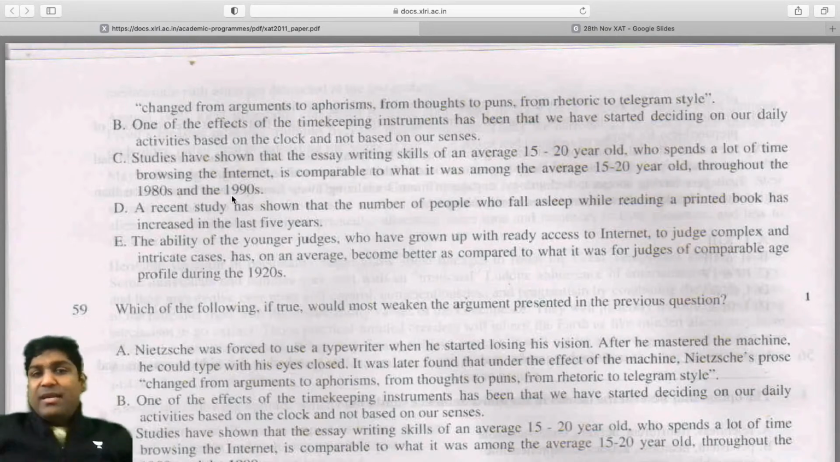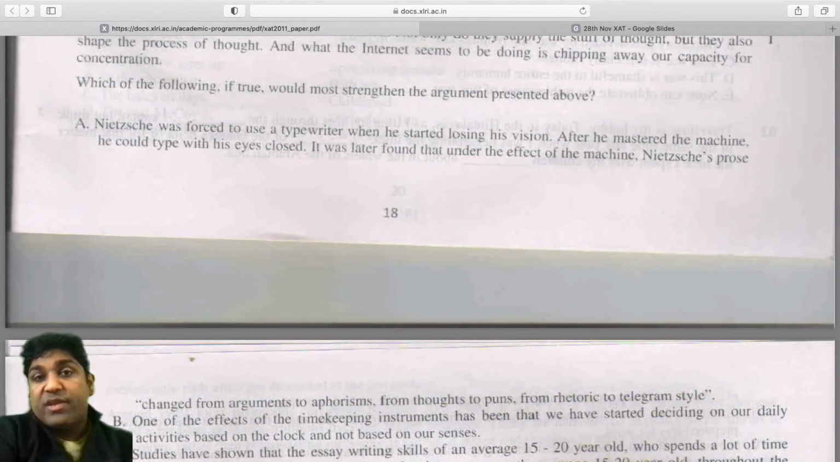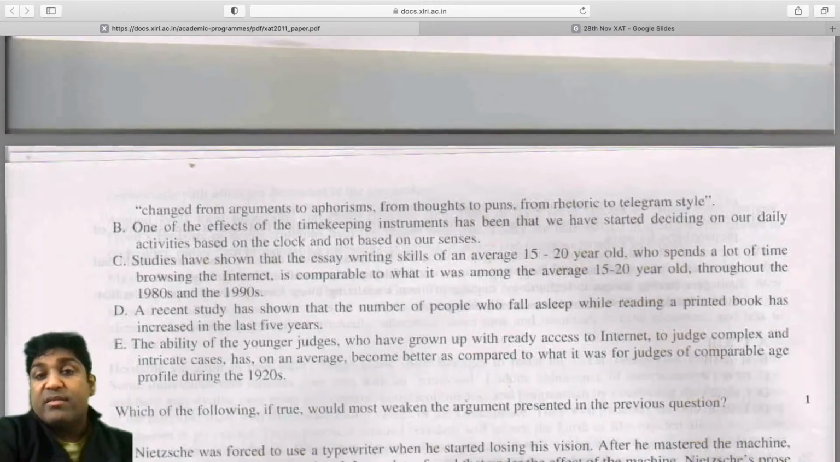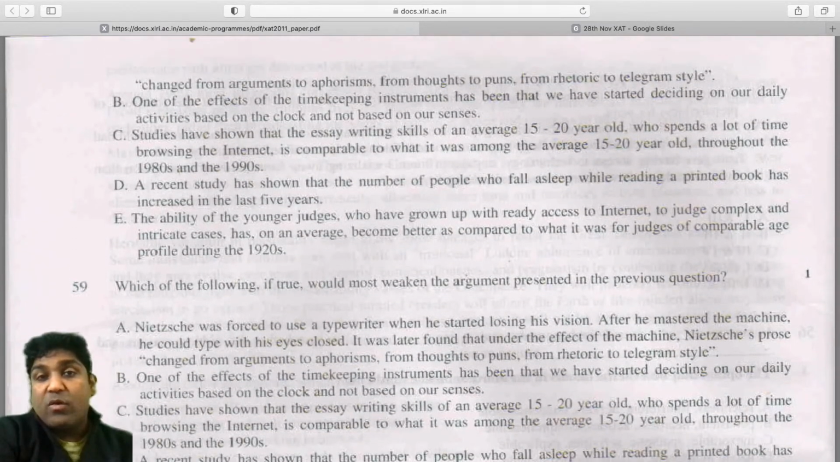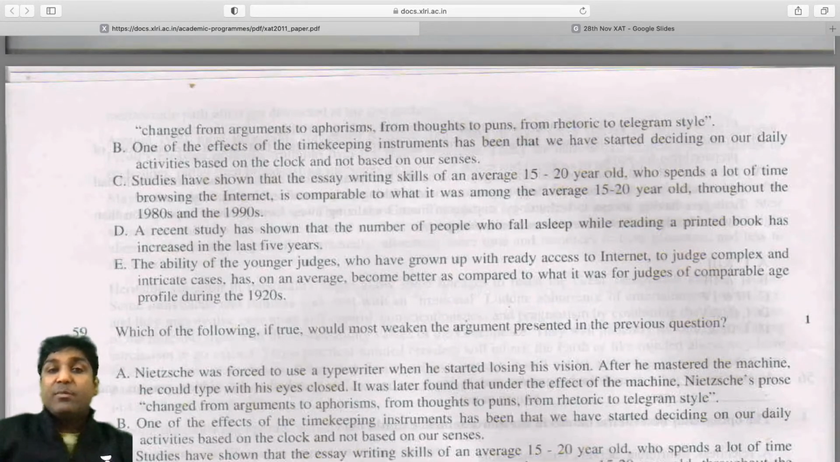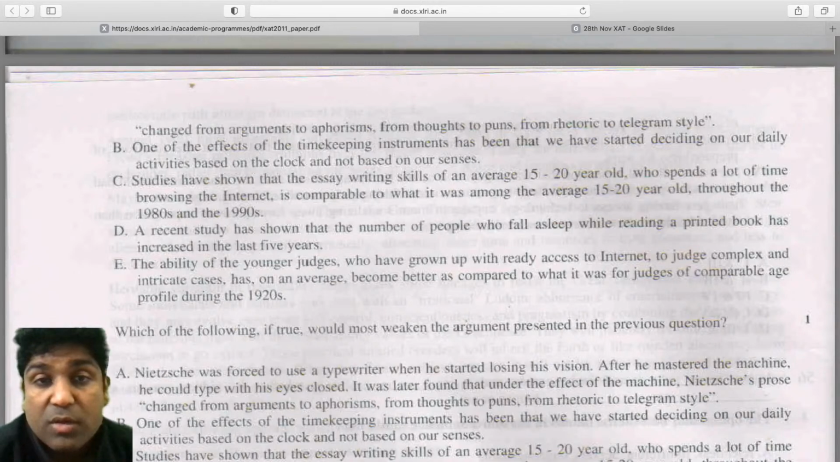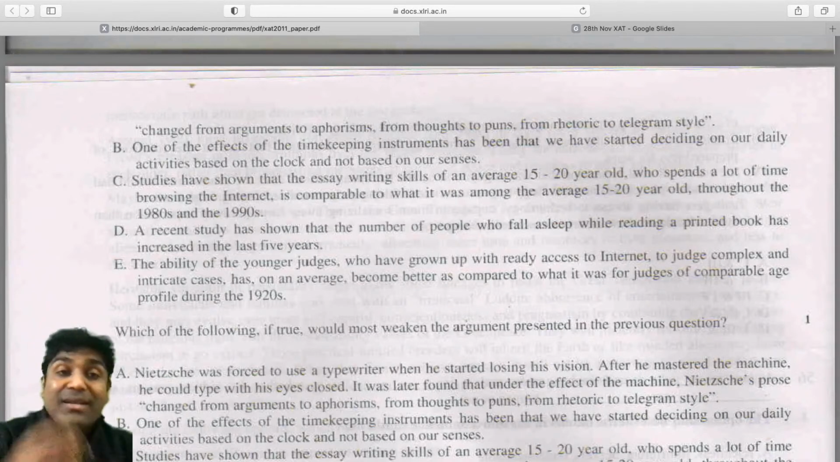This can be said to be, in a way, because we're looking for something which strengthens the argument, this is not strengthening the argument. This can in one way also be considered to be weakening it. It can also be understood to be that it's not affecting, because we're not talking about concentration skills. We're talking about the writing skills, because we're talking about entertainment, about internet here.